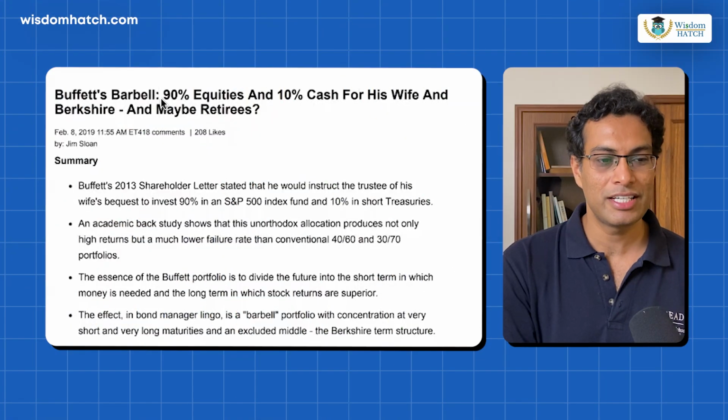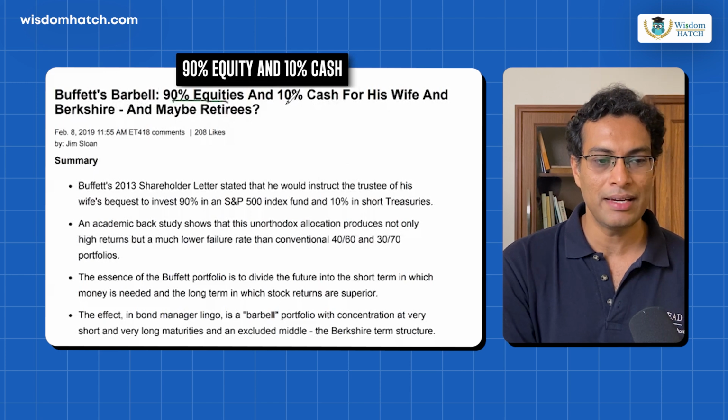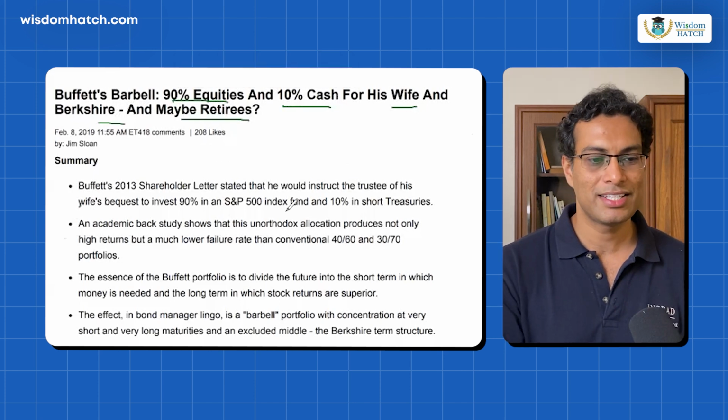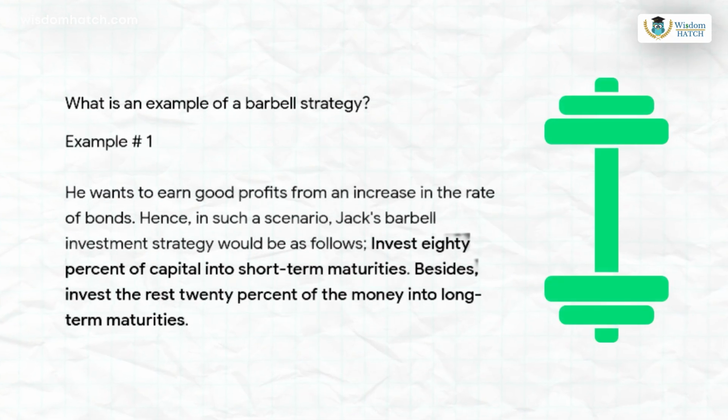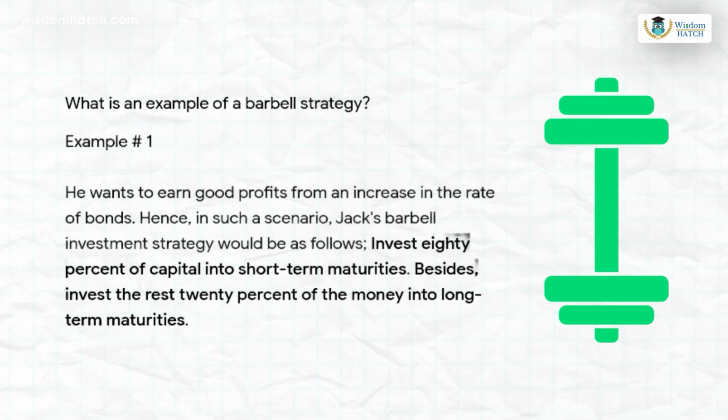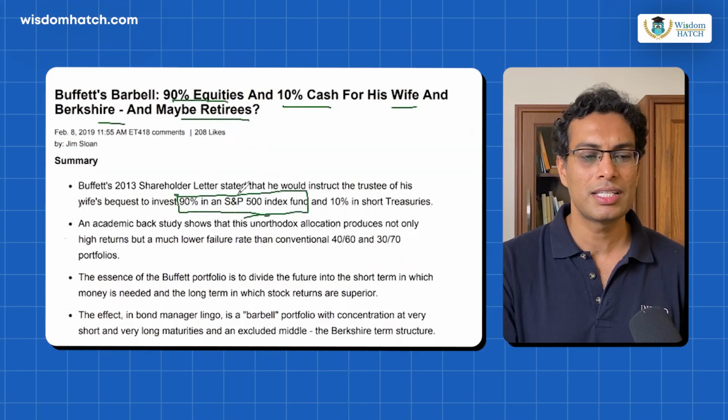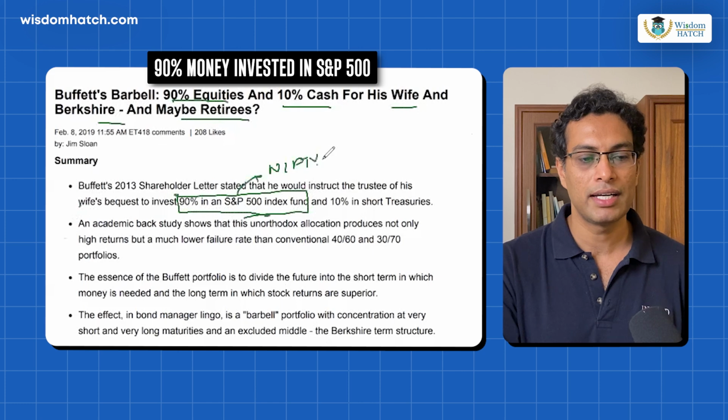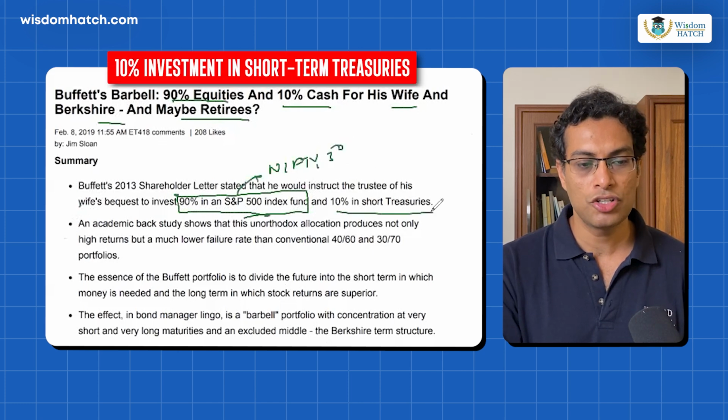So let me first and foremost share an interesting article about Mr. Buffett using this barbell investing strategy for his wife and designing her portfolio. So he says that Buffett's barbell is 90% equities and 10% cash for his wife and Berkshire and maybe retirees. So what exactly is this strategy? So he's saying that Mr. Buffett is using 90% of his money to invest in S&P funds. So this is equivalent to Nifty 50 in India, and 10% in short-term treasuries.